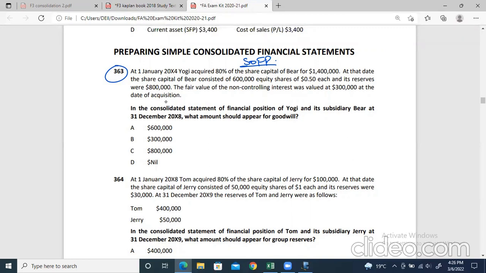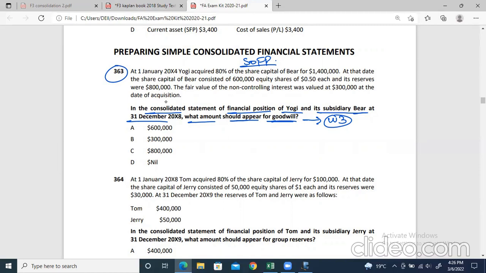It's very simple. Now in the consolidated statement of financial position of Yogi and its subsidiary Bear, Yogi is the parent, Bear is the subsidiary. At 31st December, what amount should appear for goodwill? So in short, we have to calculate working three in this case. Most MCQs will ask you to calculate separate workings, not all of them. Some might ask you about working for NCI, some might ask you to calculate working for acquisition date. So there is a mix and match of questions. We have to read the dates and the questions both very carefully because there can be confusion created by the examiner as well.